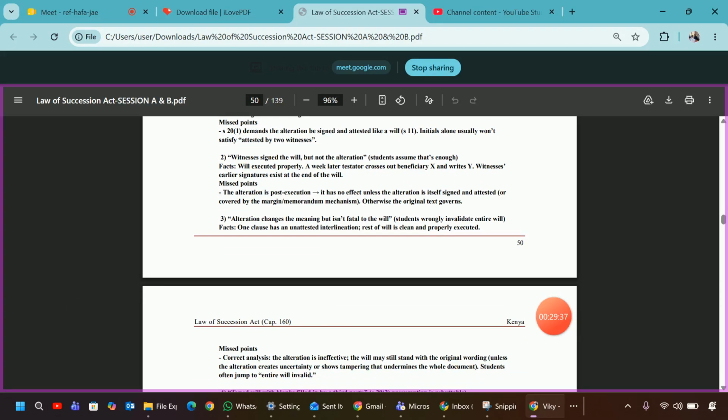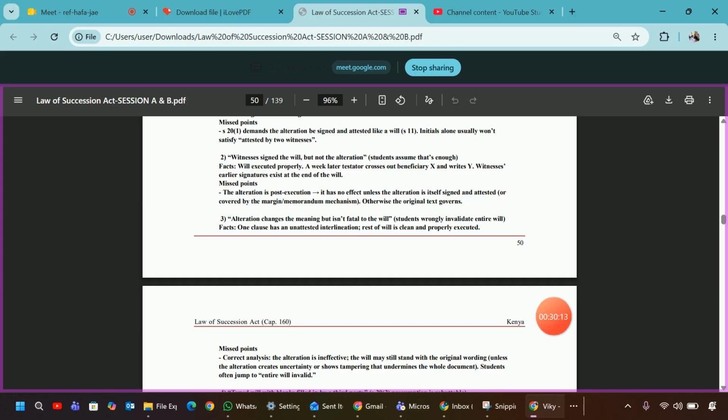Key takeaway number 2 is that witnesses signed the will, but not the alteration. Students assume that's enough. So the facts are that a will has been executed properly. A week later, the testator crosses out beneficiary X and writes Y. The witnesses' earlier signatures exist at the end of the will. The missed point is that the alteration is post-execution. It has no effect unless the alteration is itself signed and attested or covered by the margin or memorandum mechanisms. Otherwise, the original text governs.